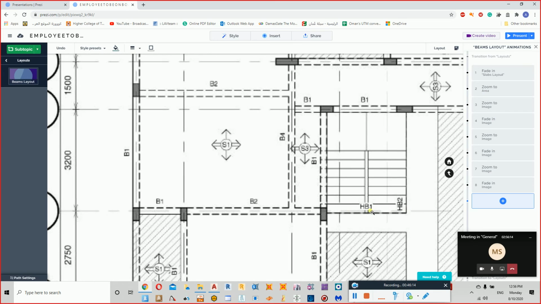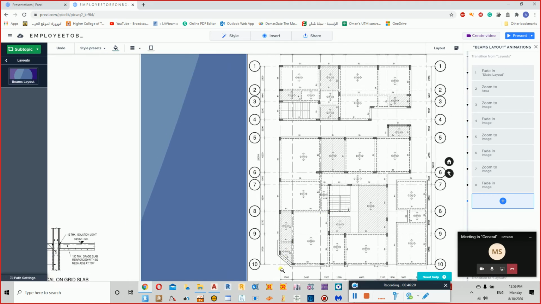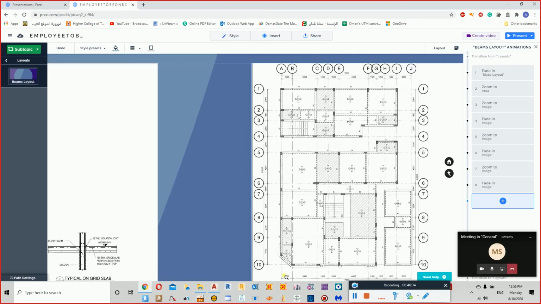So this is going to be a hidden beam. As you can see, this is the hidden beam. For a cantilever, I'm not sure whether any cantilever is available in this particular layout. I don't think there is a cantilever beam here.